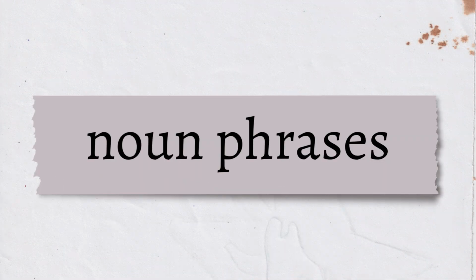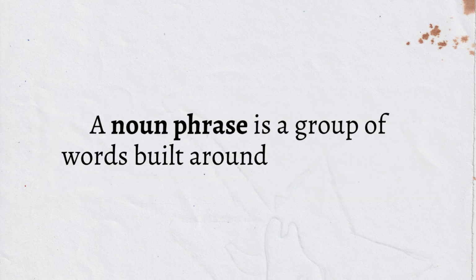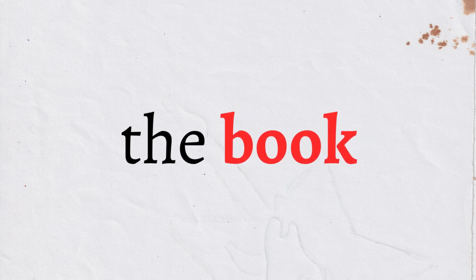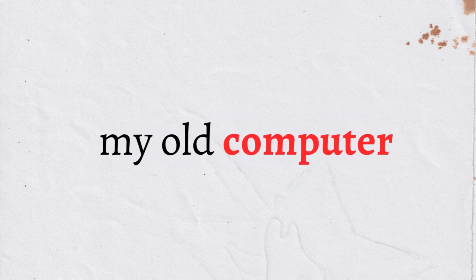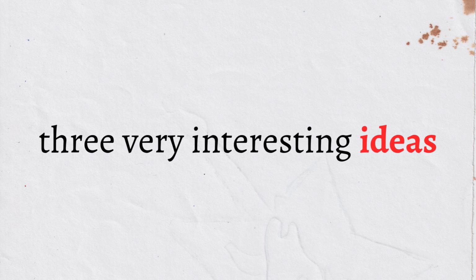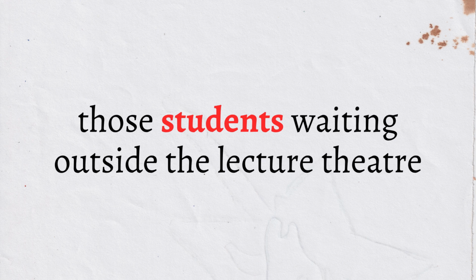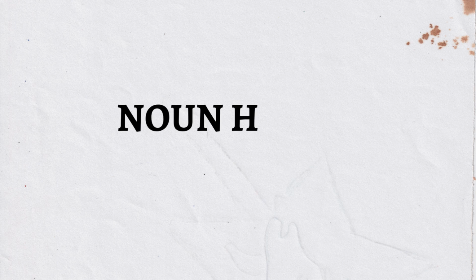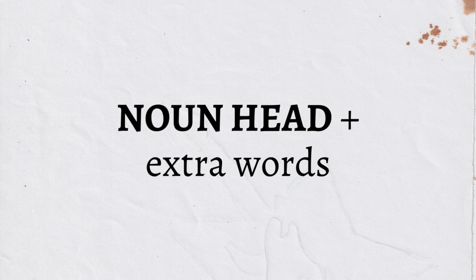Let's explore noun phrases in more detail. A noun phrase is a group of words built around a noun head. Other words may come before or after the noun head to give it more precision and detail. For example, the book, my old computer, 3 very interesting ideas, those students waiting outside the lecture theatre. In each case, the noun phrase contains a head noun as its core, as well as some additional words that modify or limit its meaning.